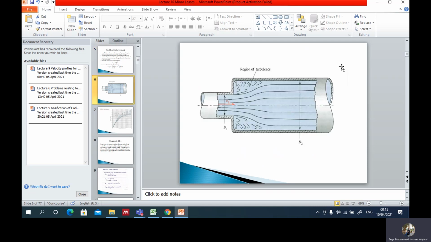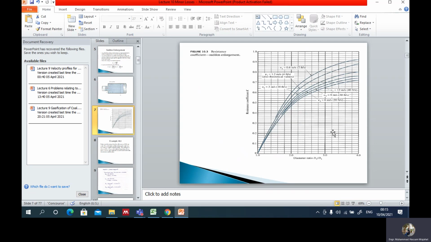This diagram I already explained to you. This is the sort of graph that is given to you. Now look at this. On the x-axis, we have the ratio of the diameters of the two pipes, the larger pipe to the smaller pipe. On the y-axis, we have the resistance coefficient K, which can be found graphically. And each of these curves represents the velocity in the sudden enlargement.